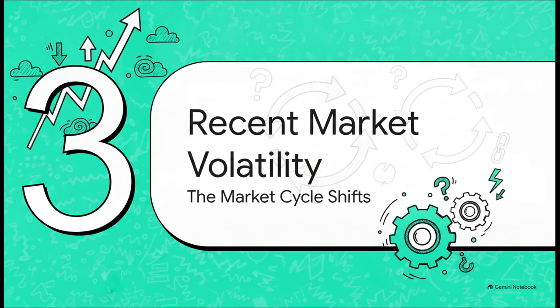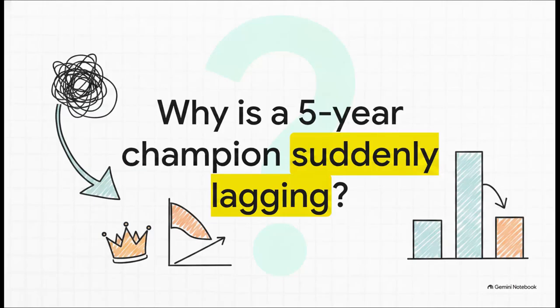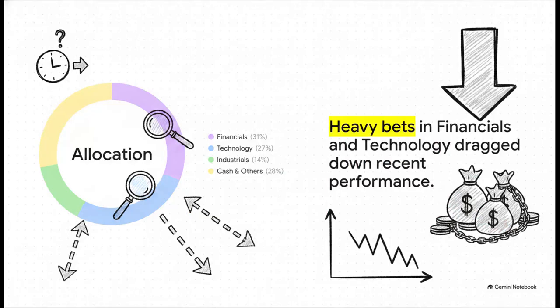Section 3. Analyzing recent market volatility. But as any seasoned investor knows, market leadership is rarely a permanent thing. We have to look at this impartially and ask, how does a fund go from being the king of the 5-year return chart to suddenly delivering a 1-year return of just 4.93%, actually trailing behind its benchmark? Taking a look under the hood reveals exactly what happened with this underperformance.